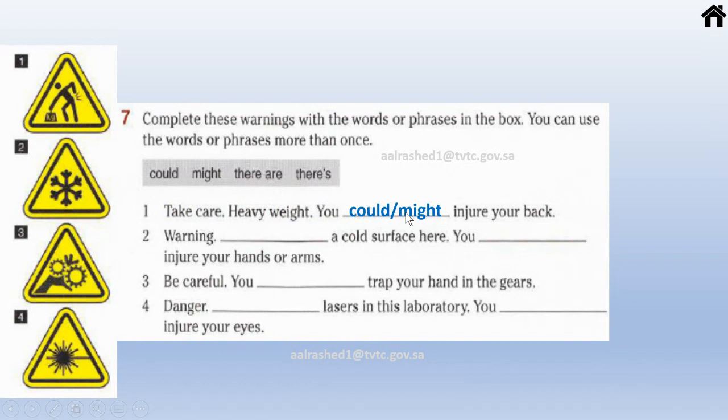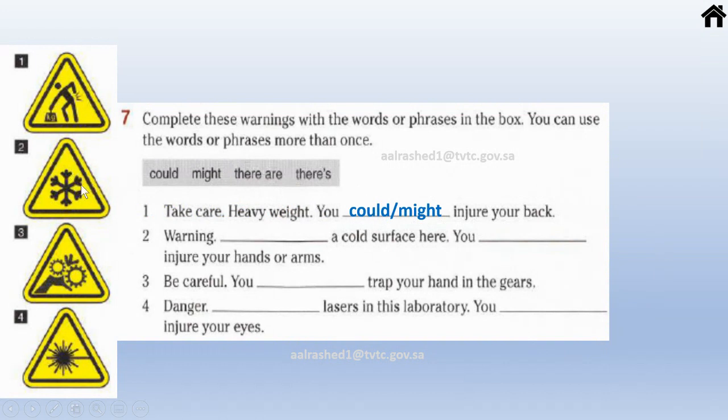Okay, if you didn't use them, you could say you injure. You injure without could and might. If I am certain 100% that you are going to injure your back. If you use here must, it means you need to injure yourself. يعني لازم تصيب نفسك. Okay, but this is علم الغيب. So basically I don't know.